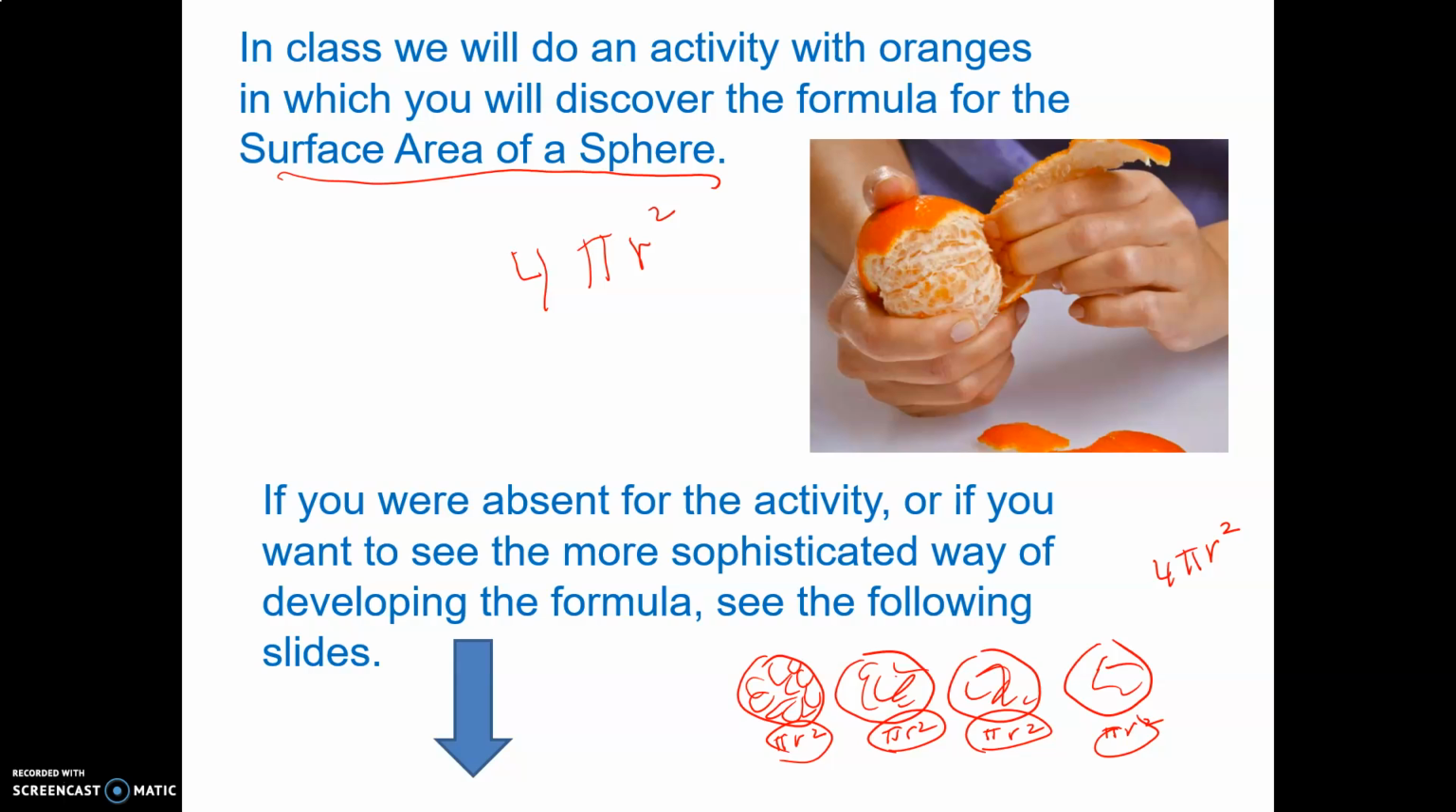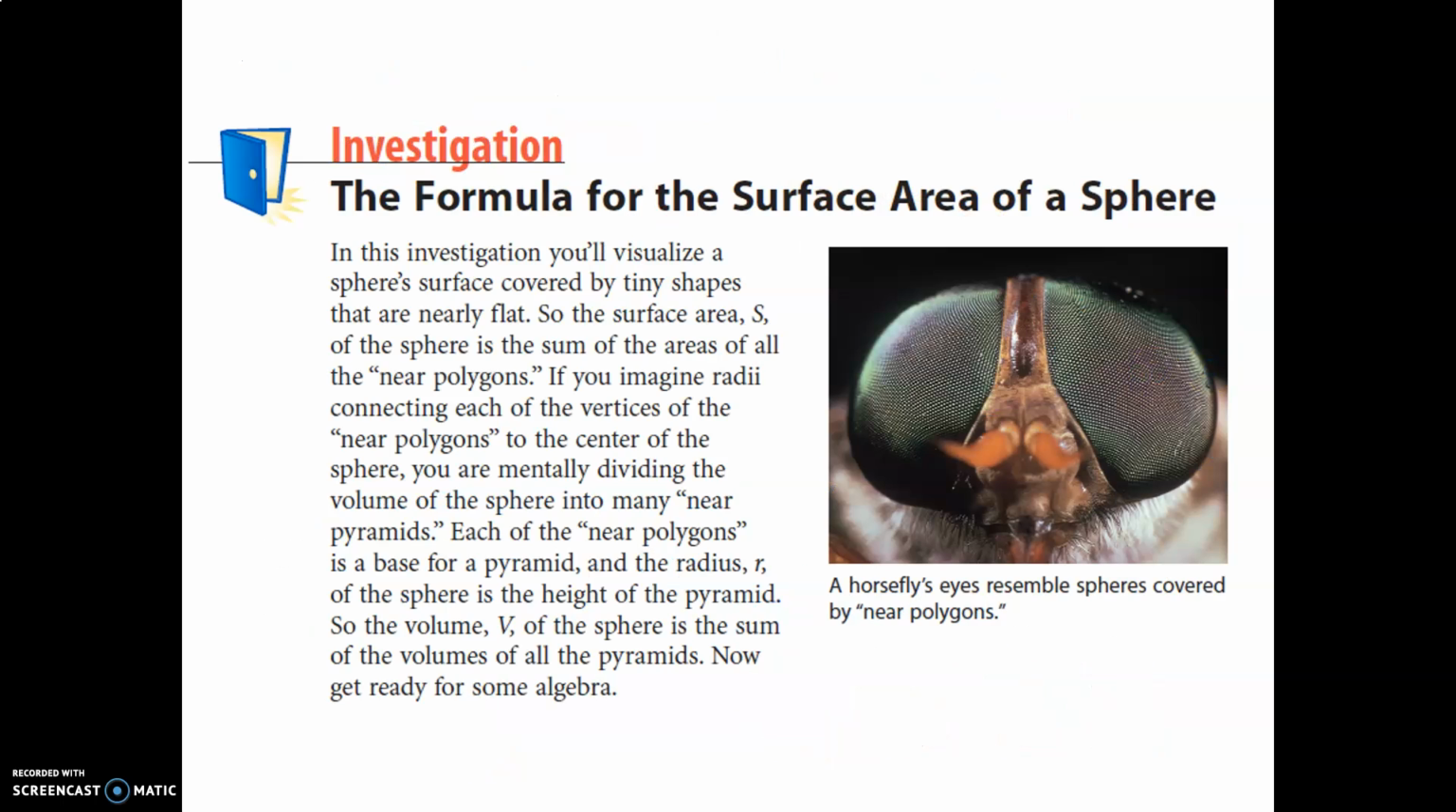If you had watched 11.6 simulation that I posted for the volume of a sphere, you would also have seen the next activity. So this one we wouldn't have done in class because I like the orange peeling one better. But this is kind of an interesting way to figure it out also, to figure out that the surface area of a sphere is 4 pi r squared.